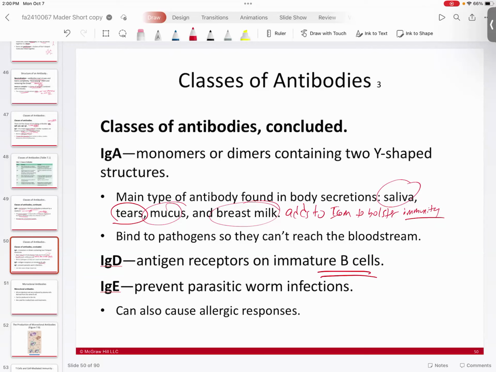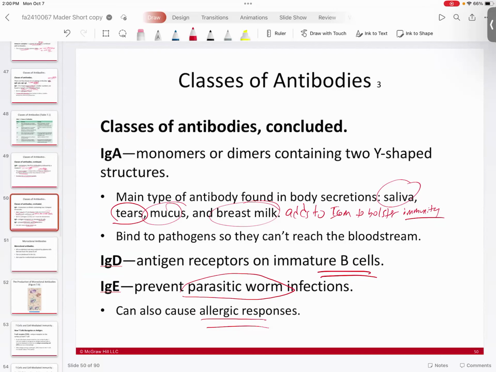And then IgEs typically are focused on worm infections, parasitic worm infections. They can also be increased under allergic responses as well. If you have bad allergies, you probably have high levels of IgE. Or if you have a parasitic infection, which hopefully you don't, you can also have high levels of IgE as well. So you have a whole spectrum of antibodies that are basically at your disposal when you're talking about doing battle with all these different things.